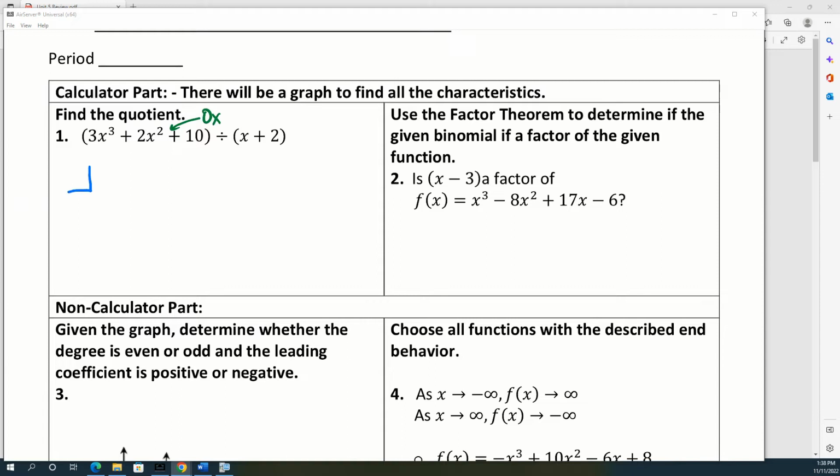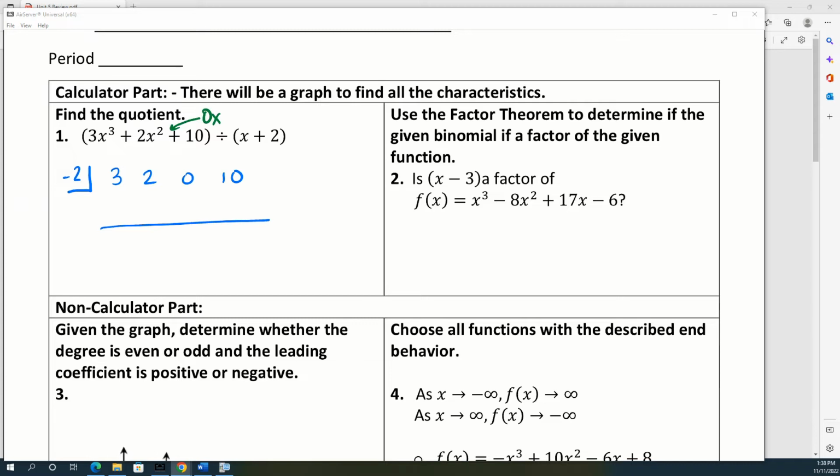So when we're doing synthetic division, we do this box, and in that box, you're going to put the opposite of what is in your divisor. So that's a +2, so we'll put -2 in the box. All right, then we're going to bring over the coefficients from our dividend. Don't forget to put in the 0.